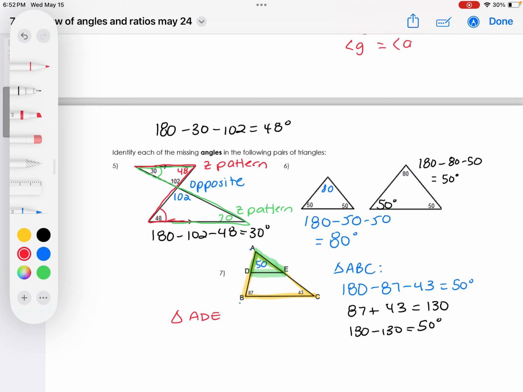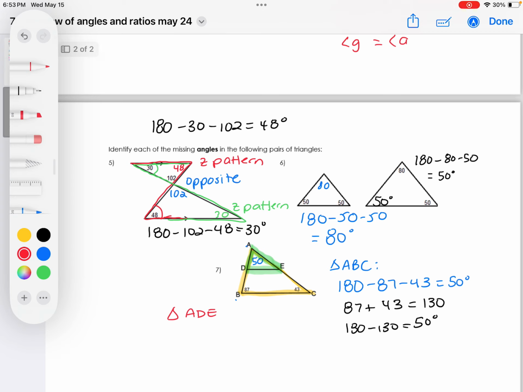maybe your brain saw that little triangle first, and that's okay, but then you would have had to use the F pattern to solve for the angle D and angle E, which is fine, but you would have to remember what that looks like. Okay, so it's up to you. So now in my little triangle ADE, it doesn't matter what side you start with, there's an F here.